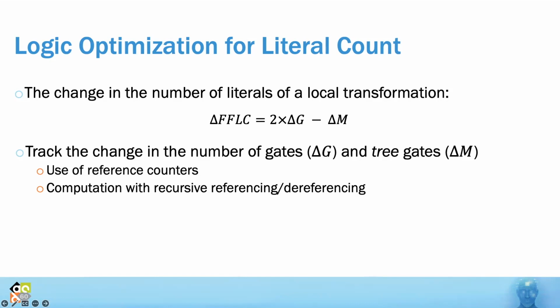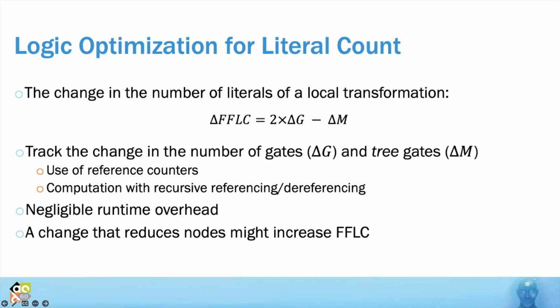Normally in AIG optimization, only the number of gates is tracked, and this is achieved by using reference counters and computing recursive referencing and dereferencing. But we can do the same thing to track the number of tree gates. This means that we can implement the same algorithms with this new cost function, having negligible runtime overhead, because the underlying computation is the same. Moreover, there are transformations that, even though they reduce the number of 2-input AND gates, might increase the number of factor form literals. On the other hand, there are other transformations that can reduce the number of factor form literals by increasing the number of AND gates.